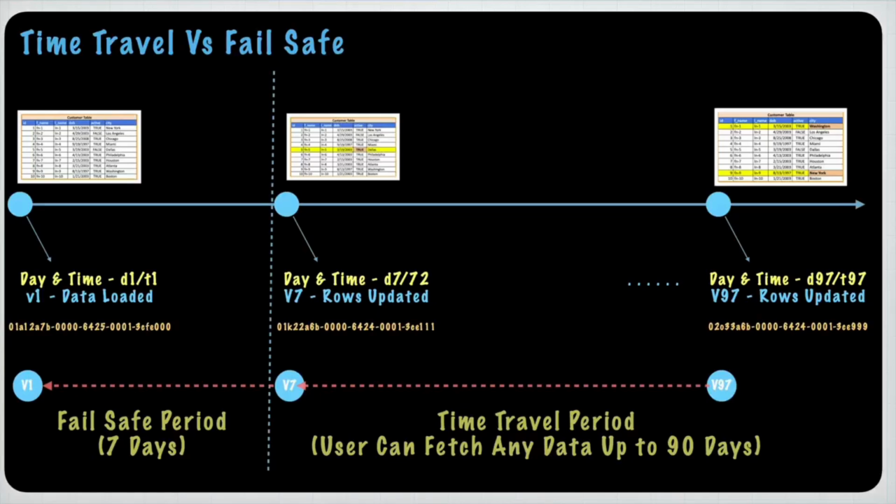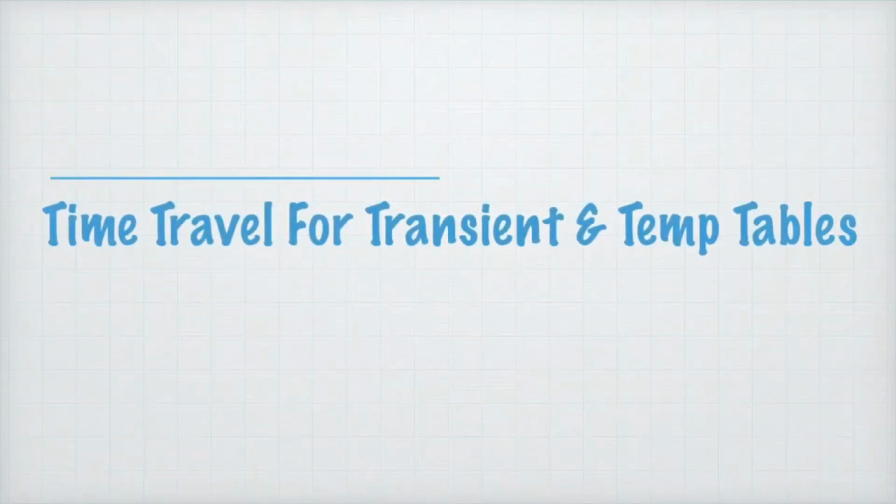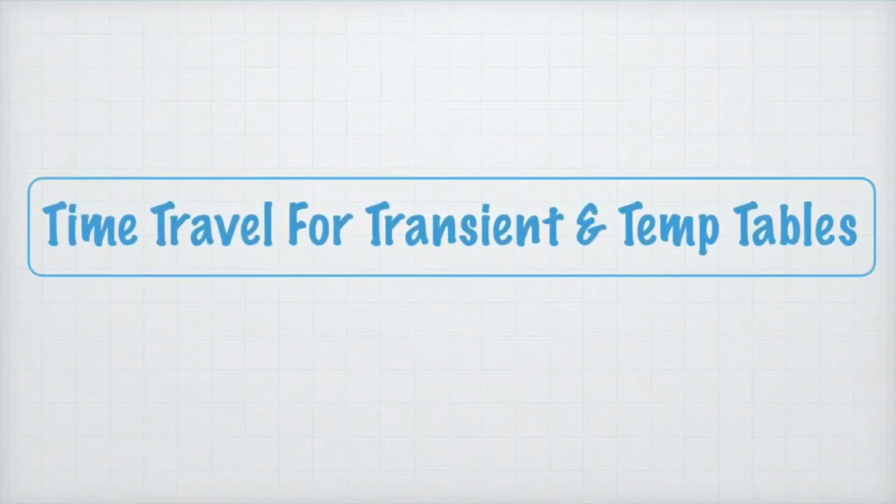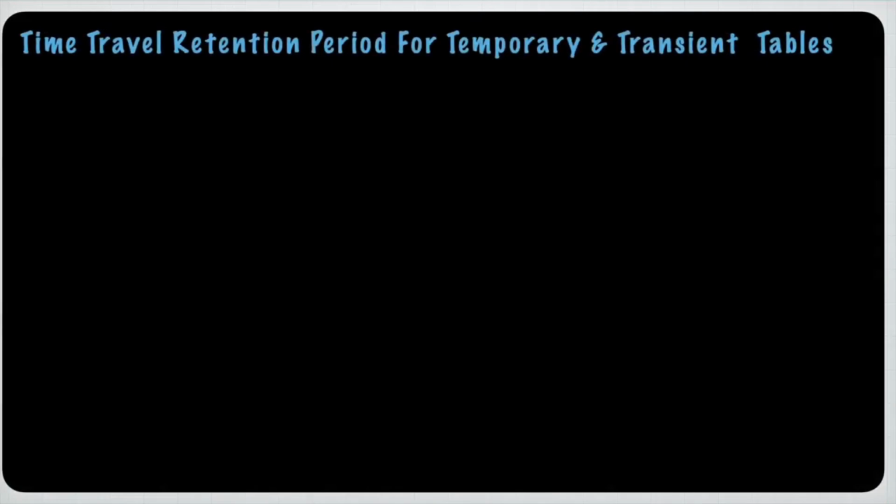Fail-safe ensures historical data is protected in the event of system failure or other catastrophic event, that is, a hardware failure or a security breach. Fail-safe is not provided as a means of accessing historical data after the time travel retention period has ended. It is for use only by Snowflake to recover data that may have been lost or damaged due to extreme operational failure. We know Snowflake allows us to create transient and temporary tables, and we will understand how they work with the time travel feature.